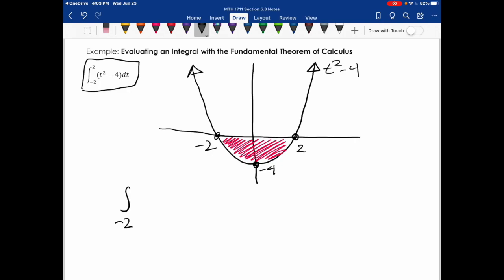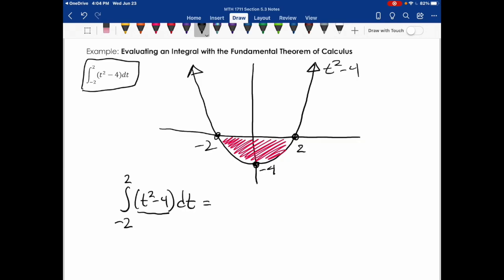So to evaluate this integral using the fundamental theorem of calculus, basically all we're going to do is find the antiderivative and then evaluate it at 2, evaluate it at -2, and then subtract both of those. So we're going to take capital F of 2 and then subtract capital F of -2. So to find the antiderivative, remember the properties of integrals tell us that we can take the antiderivative of each term separately.